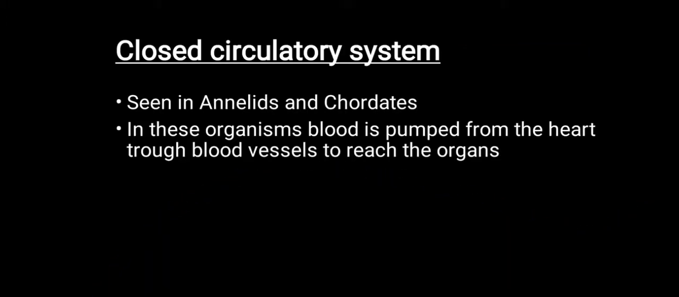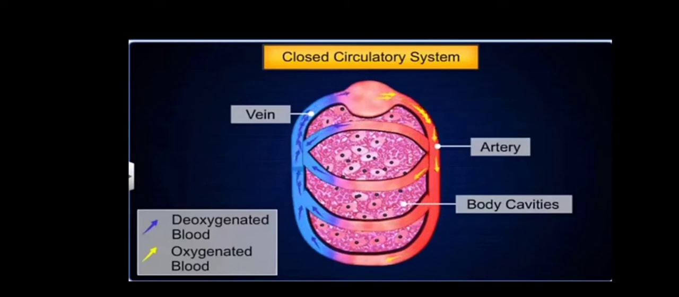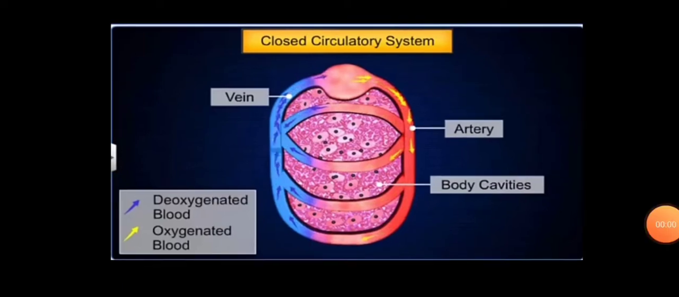Next is the closed circulatory system. It is seen in annelids and chordates. In these organisms, the blood is pumped from the heart through blood vessels, and through the blood vessels it reaches the organs. This is the picture of a closed circulatory system. In these types of organisms, the blood is pumped from the heart. From the heart, it passes through closed blood vessels to reach the tissues.